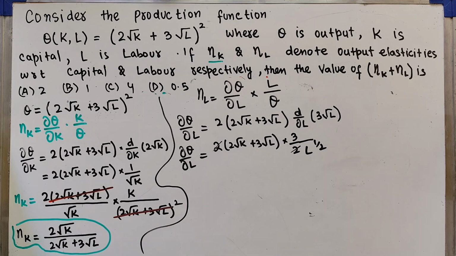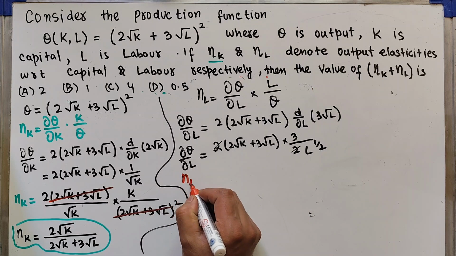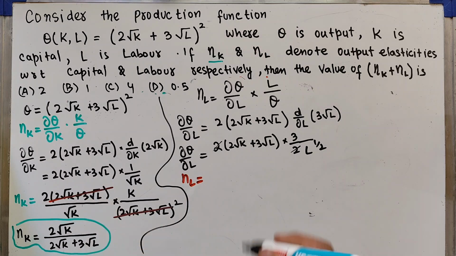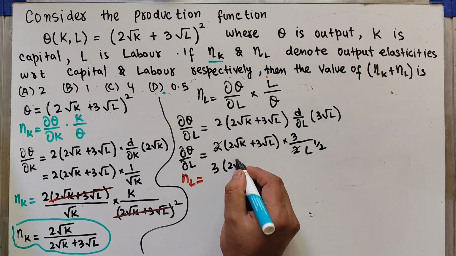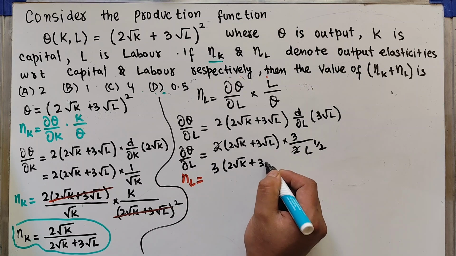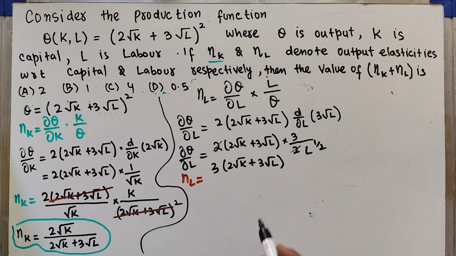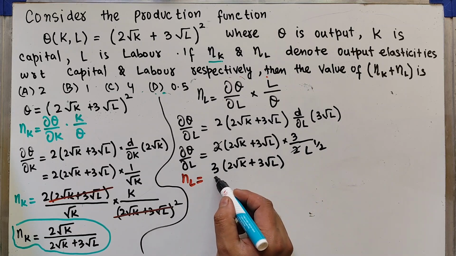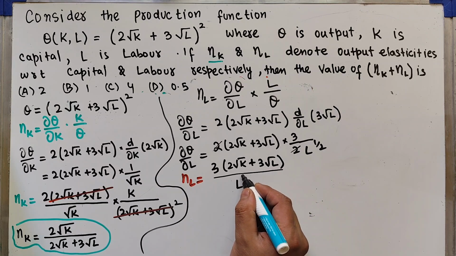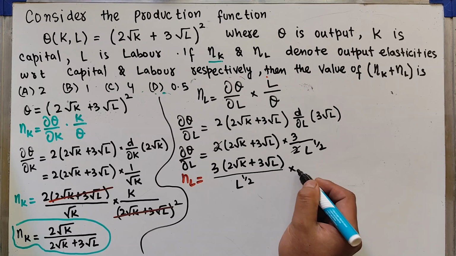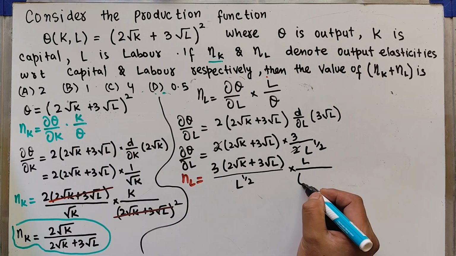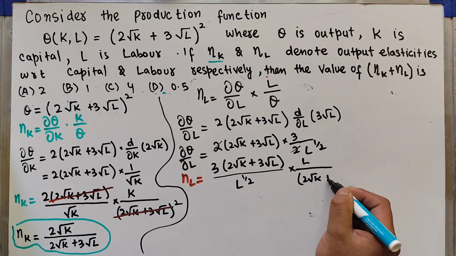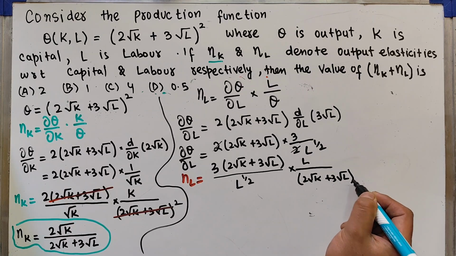Then what will be the output elasticity of labor? Output elasticity of labor will be equal to this dq upon dl, which we got here: 3, we have here 3, then we have 2 under root K plus 3 under root L, divided by this L raised power 1 upon 2 into L. Okay, L divided by Q. Q is this function 2 under root K plus 3 under root L square.